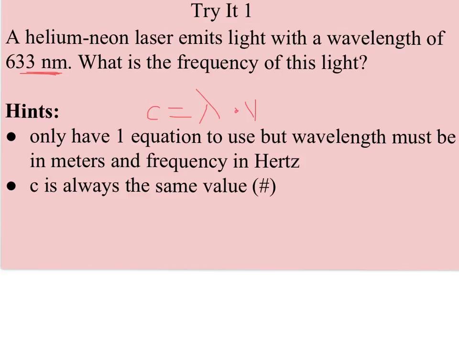So we only have that one equation, but the wavelength has to be in meters, so this needs to be changed. Frequency has to be in hertz. Well, that's okay, because that's what I'm trying to find is frequency. c is always the same value or number, which is 3.00 times 10 to the 8th meters per second. So I would encourage you to pause and try and do this before you look at the next screen where I go through the solution.